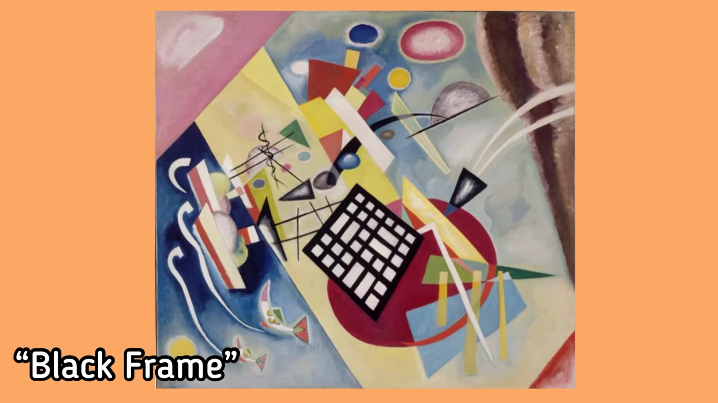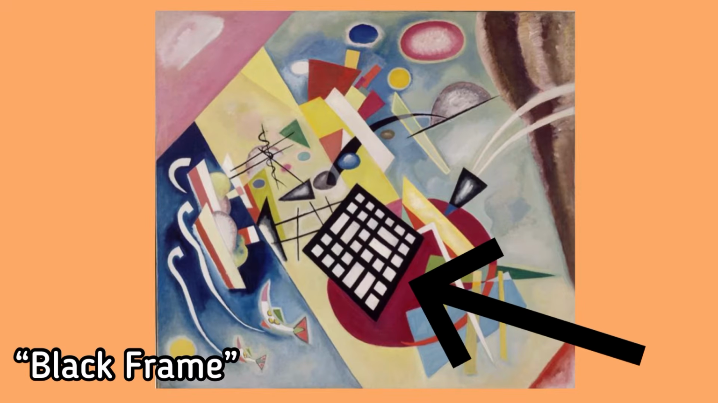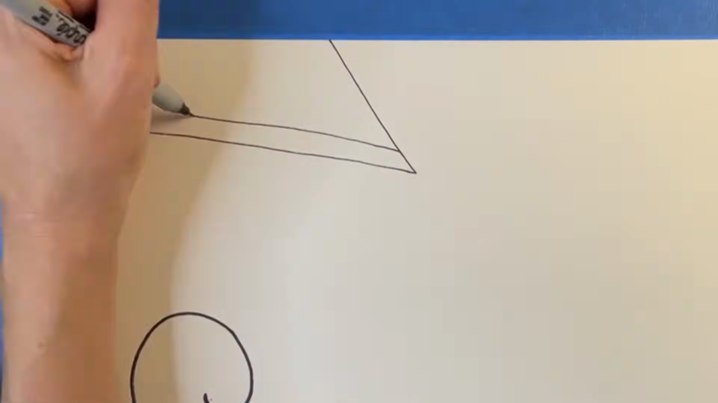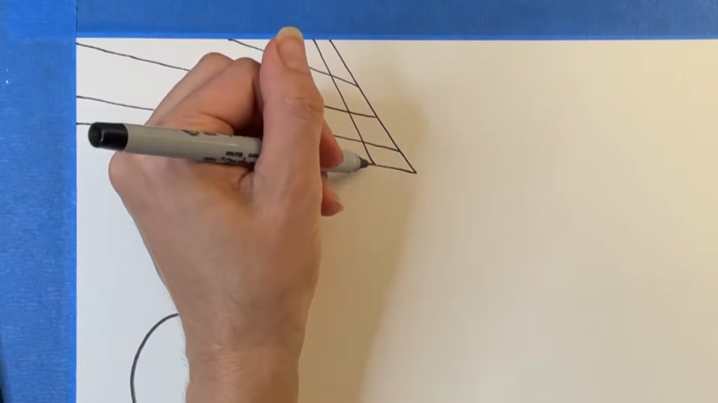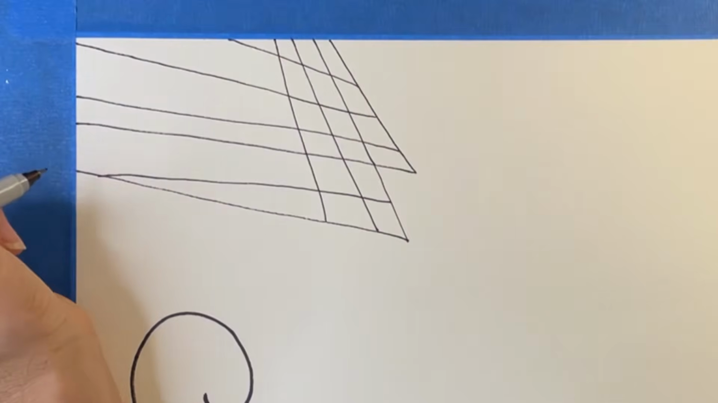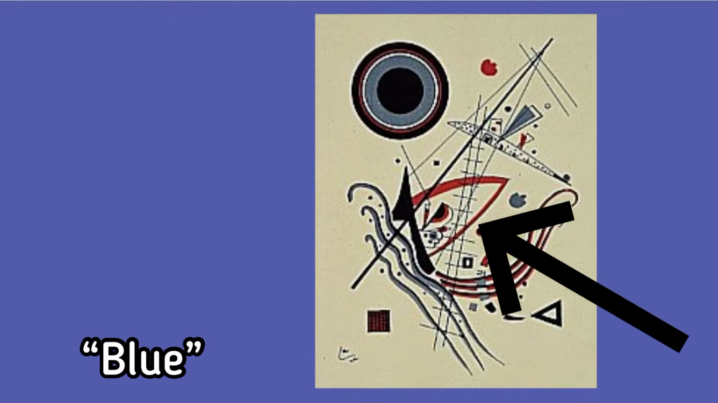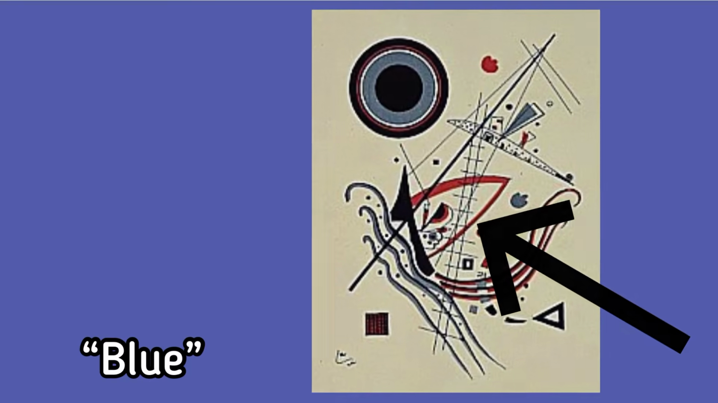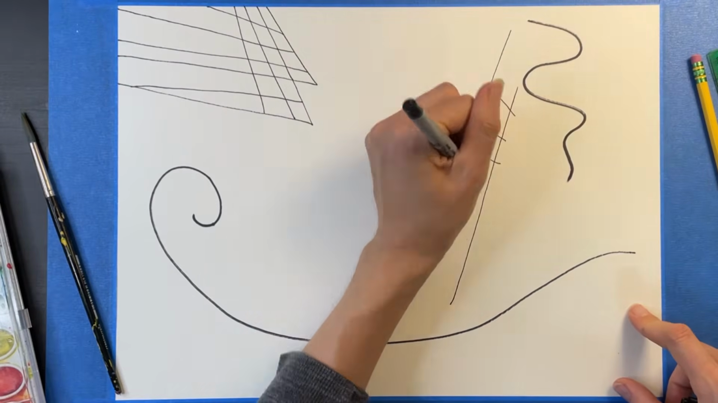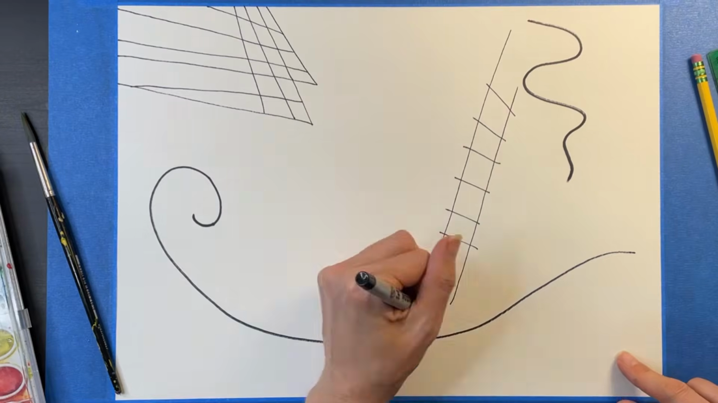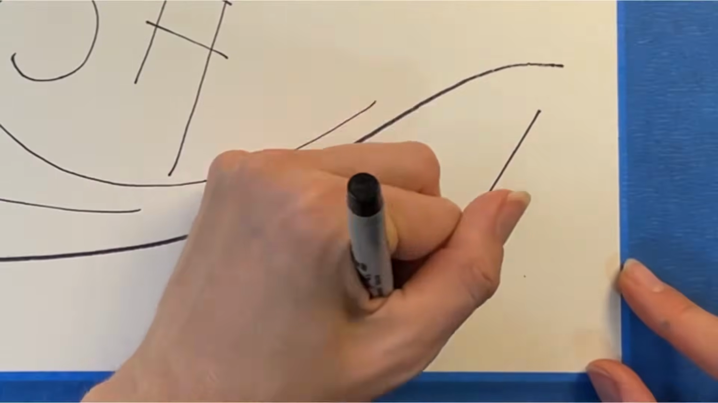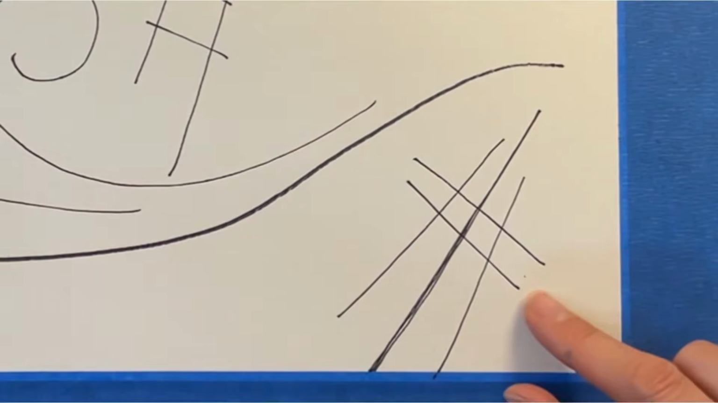In this painting called Black Frame, you can see that Kandinsky added a shape that looks like a checkerboard. So I'm adding a checkerboard-like pattern to my painting. See how Kandinsky added a ladder shape to this painting titled Blue? So I'm adding a ladder to my painting too. I'm drawing a couple more swirls and a few random intersecting lines.